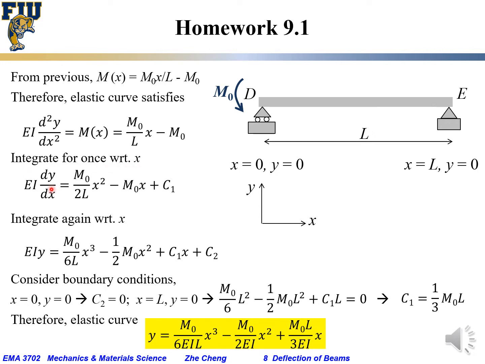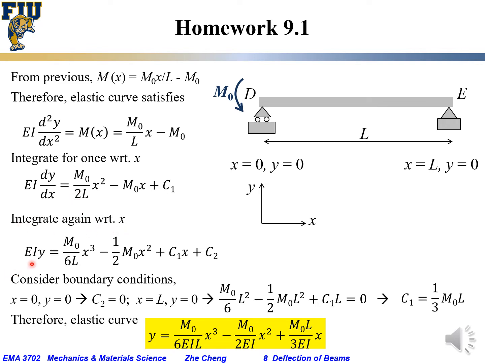One time, we will have EI times the first derivative of deflection versus horizontal location equal to this term integrated, which would be M0 over 2L x squared, and this M0 integrated would be minus M0 x, and don't forget the integration constant C1. This would be the slope equation, or local angle equation, and we would integrate this equation again with respect to x.